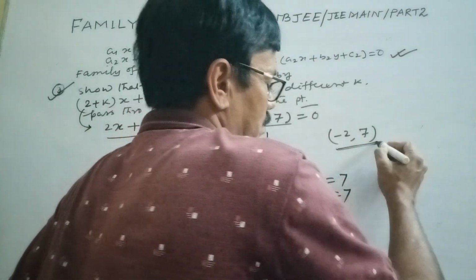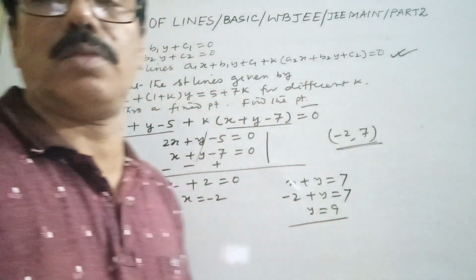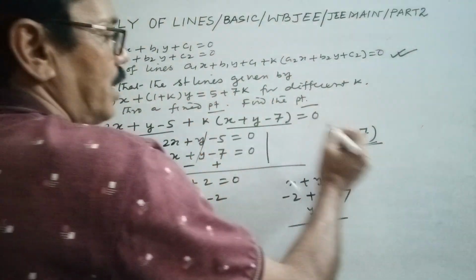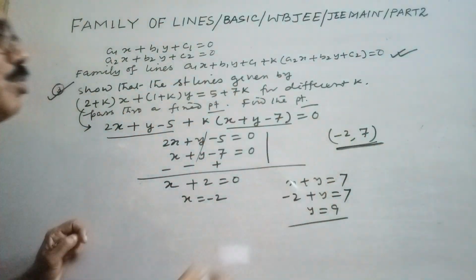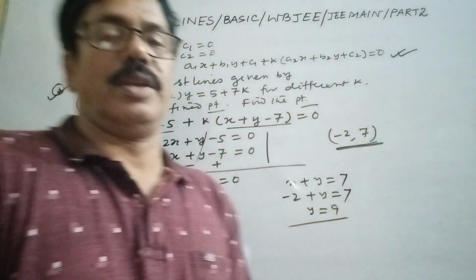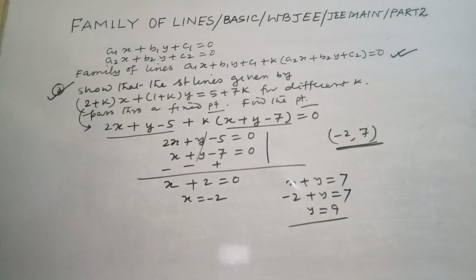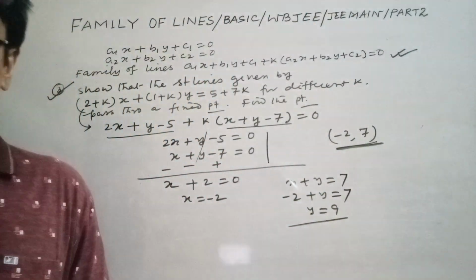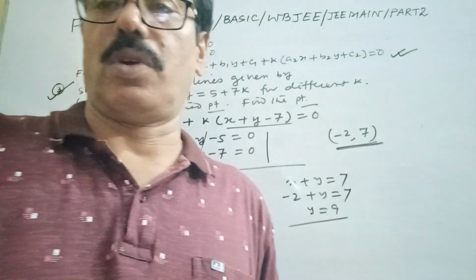This point is fixed because it does not involve k. So it passes through a fixed point. What is the fixed point? Minus 2, 9. So exactly the same as the earlier one. Now we consider more problems.